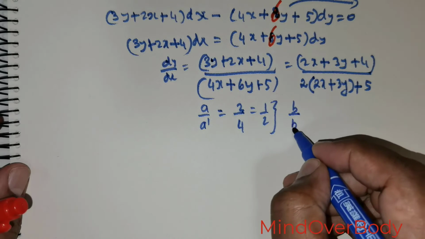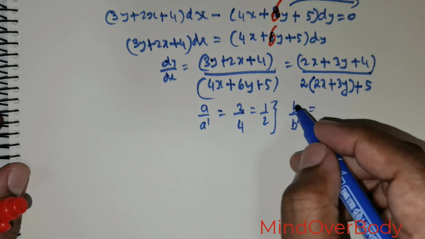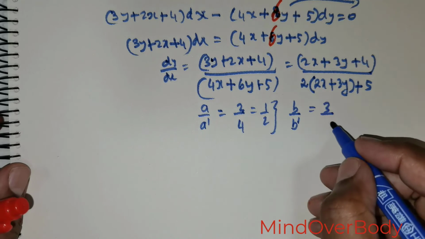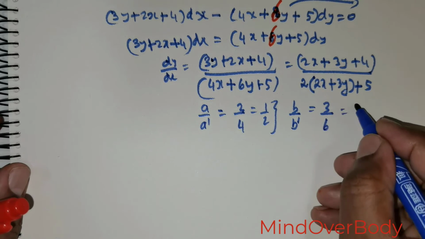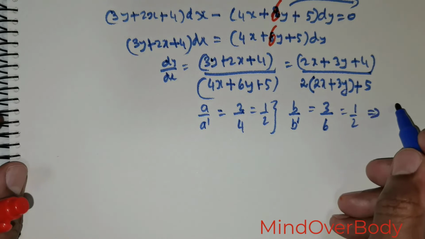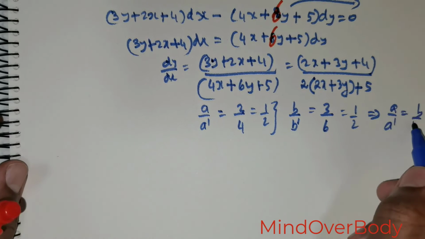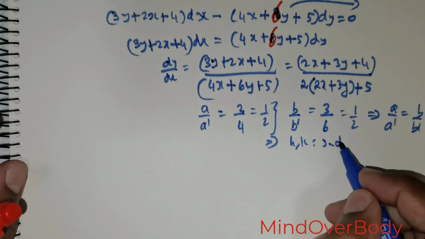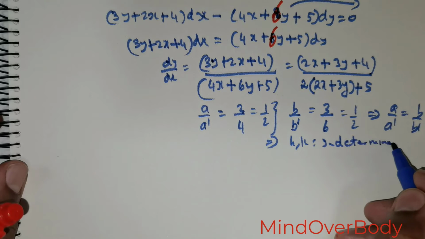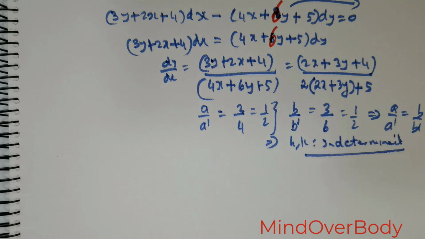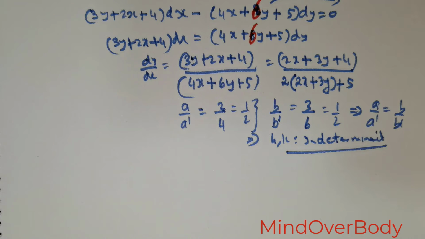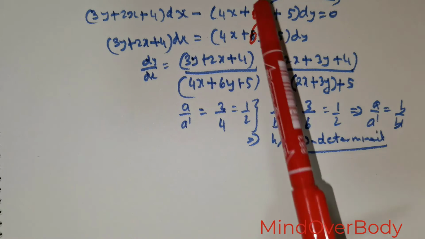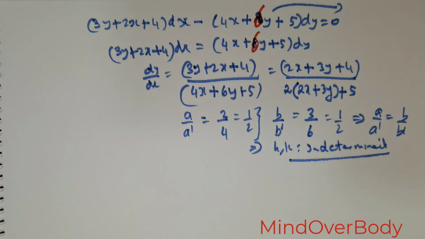Now compare it with b over b dash. My b is 3 and my b dash is 6, so what do I get? I get 1 over 2. So clearly you can see that a over a dash is equal to b over b dash. So that means h and k are undetermined or undefined. Okay, so we will not be able to use the same principle which we have seen in case 1. That is the reason I have taken the value of y to be 6 so that I can demonstrate to you how exactly this works.